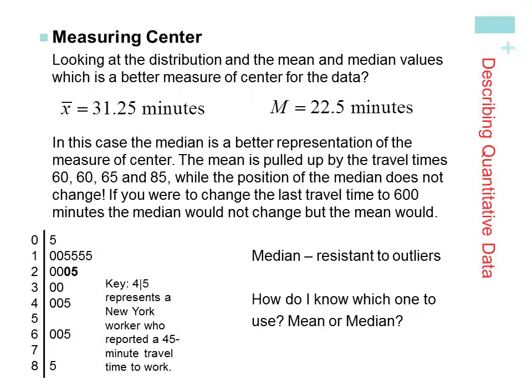So how do I know which one to use, the mean or the median? If you have a graph that's roughly symmetric, you want to use the mean because that's mathematically the average time. Or if you have one that's skewed right or left, you want to use the median since it's resistant to the outliers. It's not going to be changed by a few large values or a few small values.